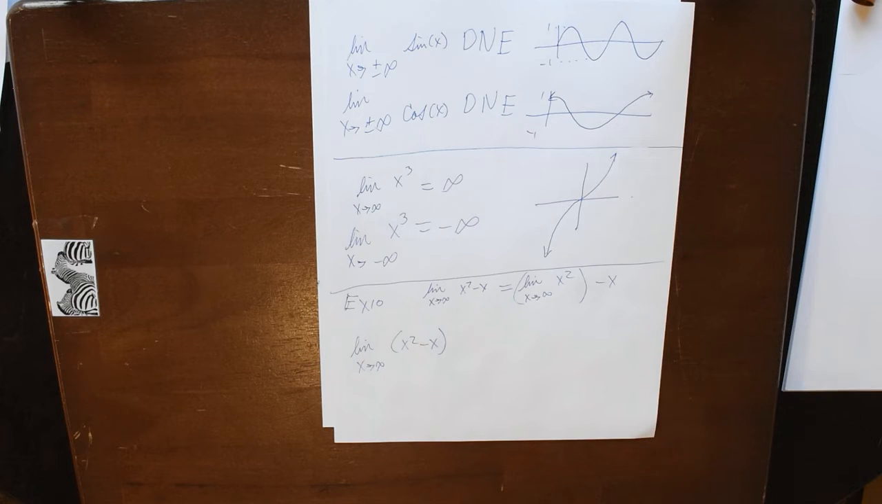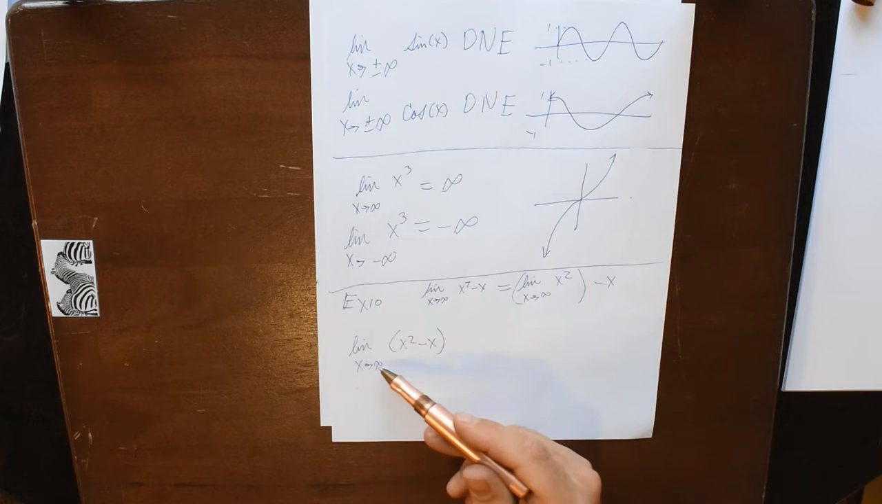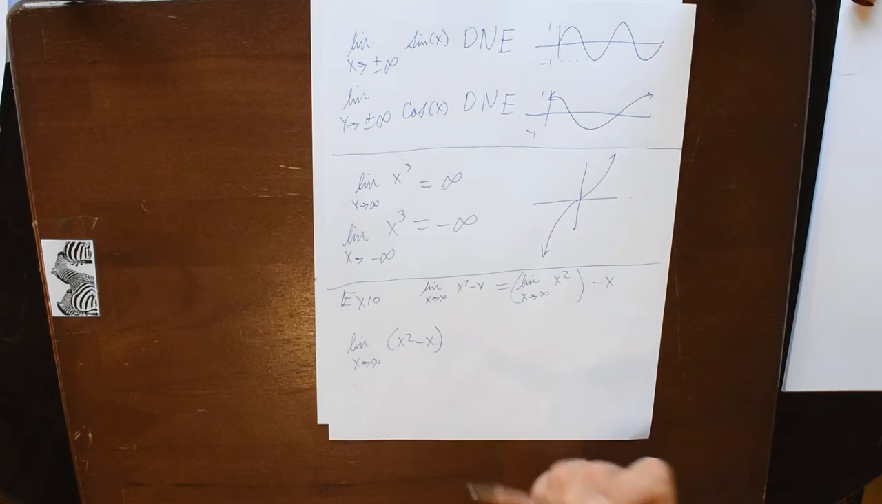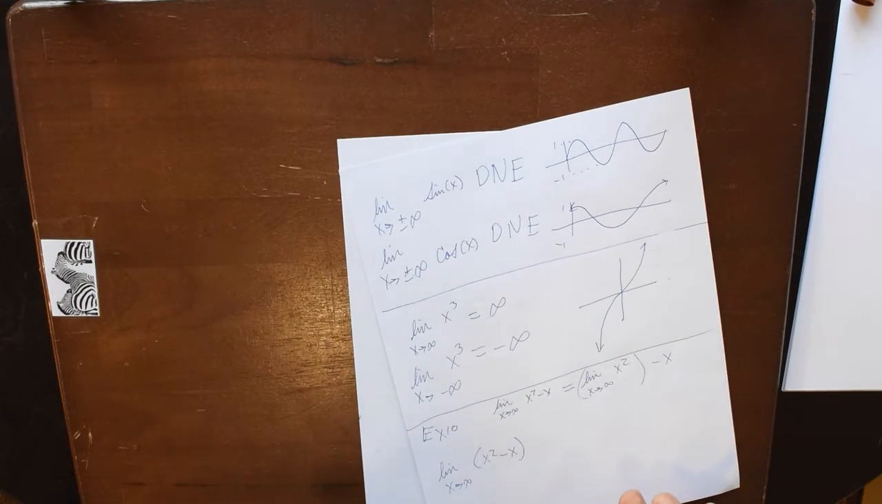So, also, like I said, limits are easy when we can just directly evaluate them. So we try and directly evaluate this, and we get an infinity minus an infinity. That's one of our indeterminate forms.